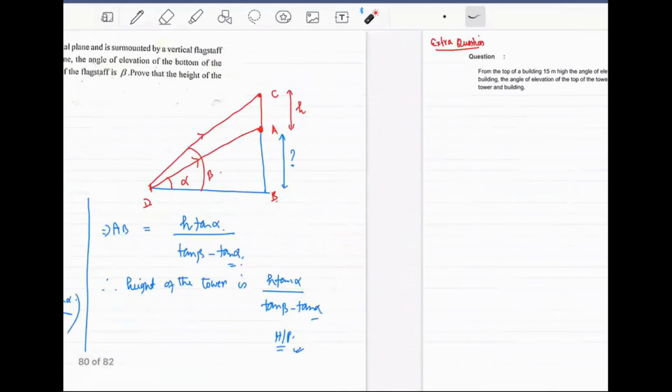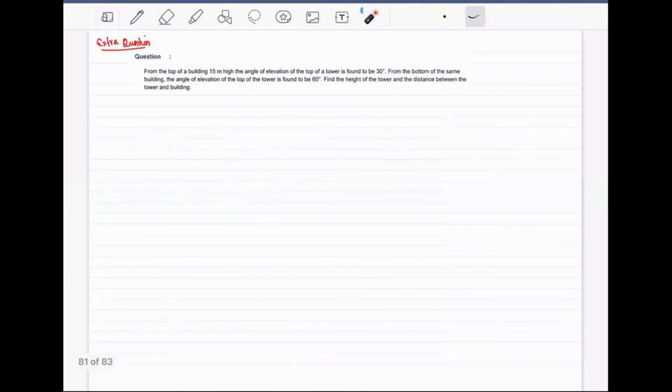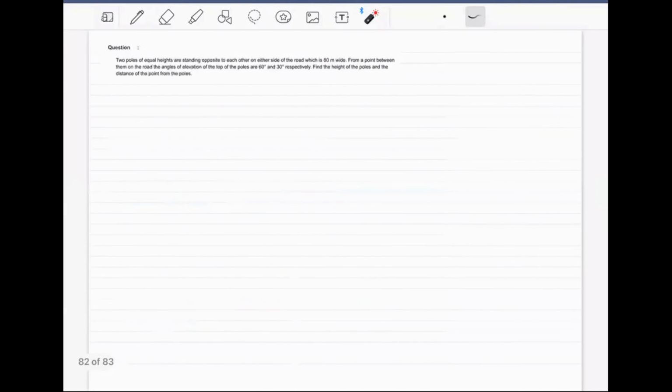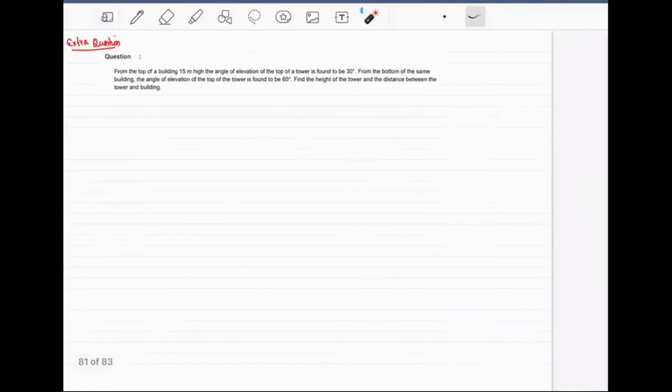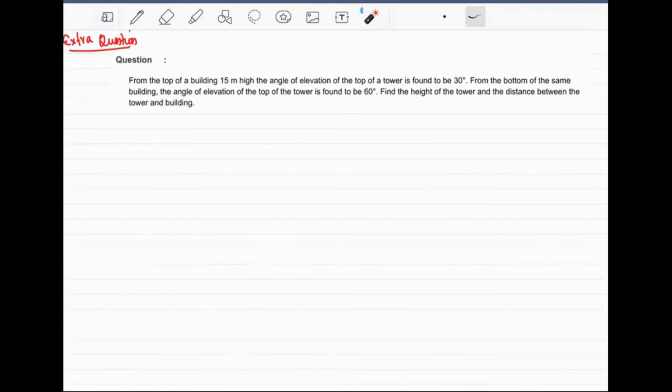So I'm taking up two more questions from the CPSC as I've said earlier. I'm going to do the first one. The second one I'll let you all copy, but this is for your assignment, just to see if you are able to understand and apply the concepts of height and distance to any other question.